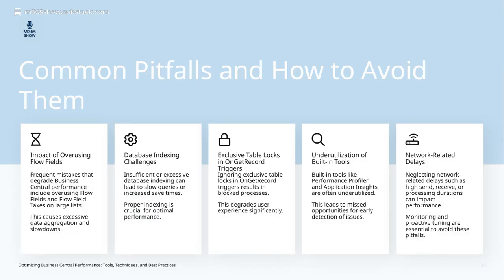Now, let's look at some common pitfalls that can really hinder Business Central performance and how we can avoid them. First up, network-related delays. These include high send, receive, or processing times, which can cause noticeable slowdowns. It's crucial to monitor your network continuously and proactively tune it to prevent these issues from impacting your system's responsiveness.